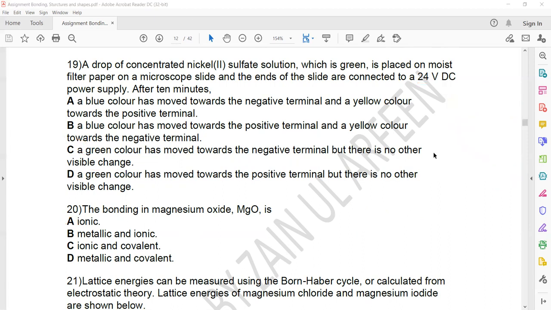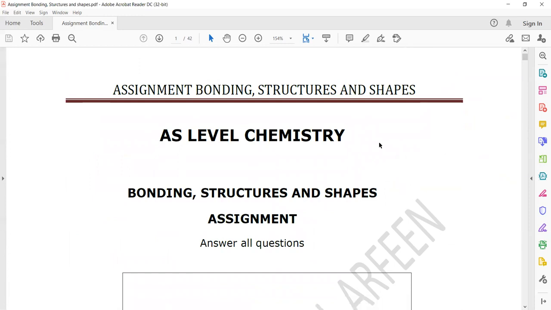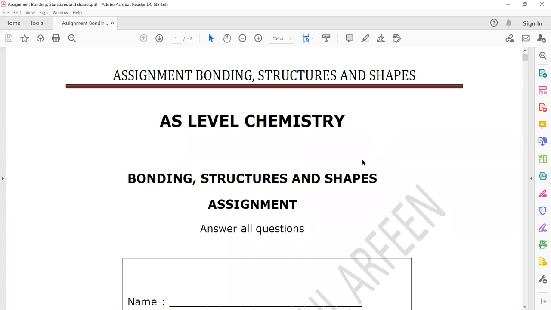So these are questions related to the topic bonding, structures and shapes of molecules. In the next session, we'll discuss more questions from this assignment.